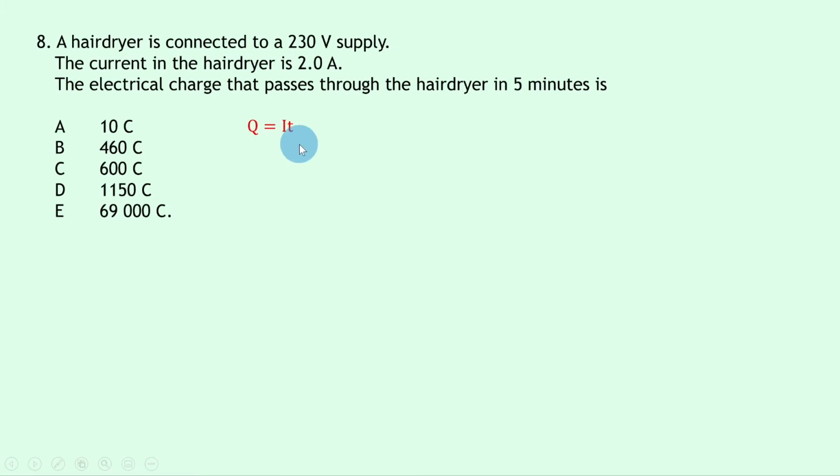is Q equals IT. So I'm going to use my current of 2 amps, but notice how time is given in 5 minutes. So I'm going to convert minutes into seconds, because remember, time is measured in seconds. So let's plug in the numbers to get 2.0 for the current, times 5 minutes times 60 to get it into seconds. So that's the same as 300 seconds. So 2 times 300 is the same as 600 coulombs. So our answer here is C.